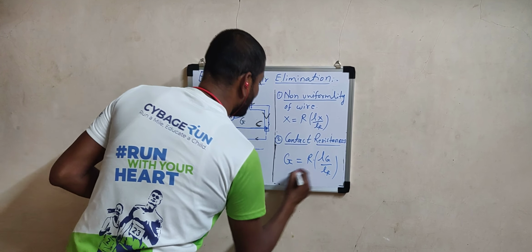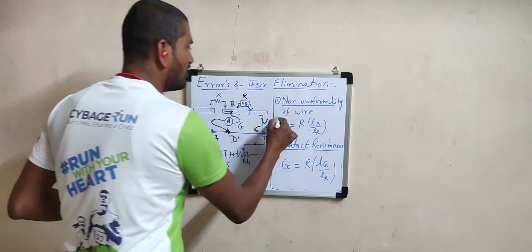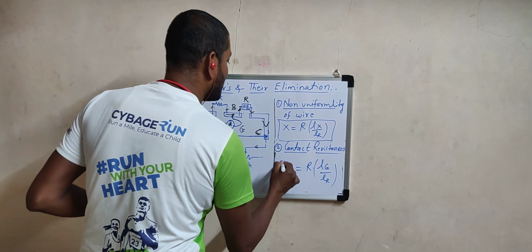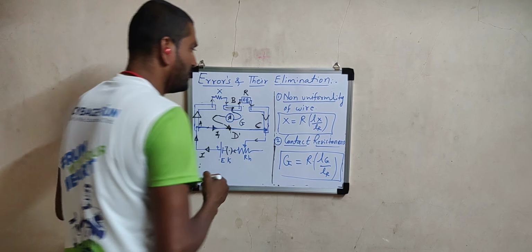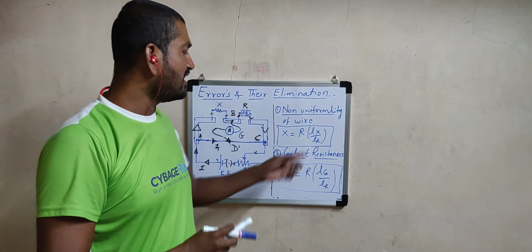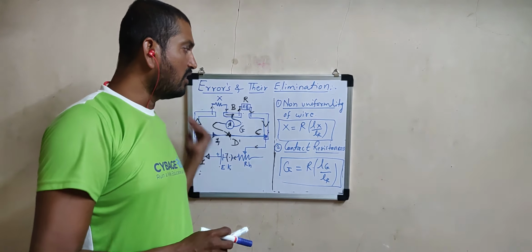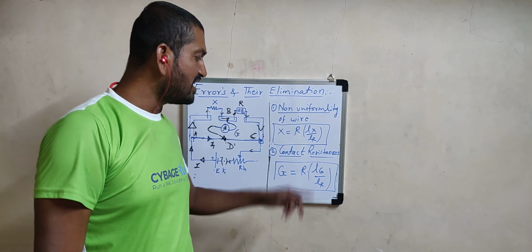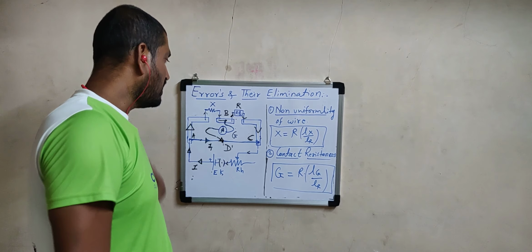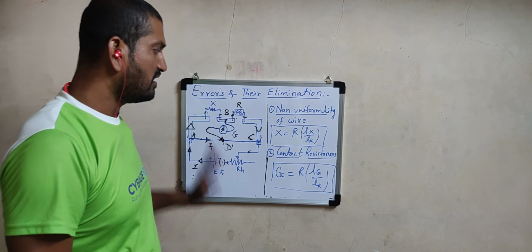Almost the same formula. The only difference is that here we are going to calculate the unknown resistance of a given metallic wire, and here the unknown resistance of a given galvanometer. And no doubt Lx and Lr are called the balancing lengths on the left and right side. Similarly Lg and Lr are the balancing lengths on the left and right side respectively.